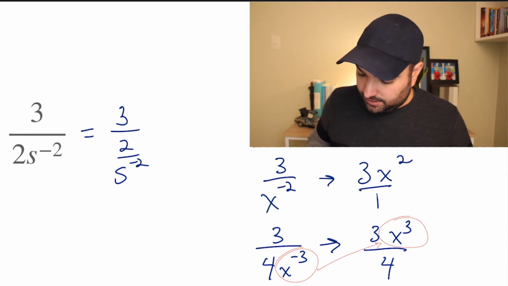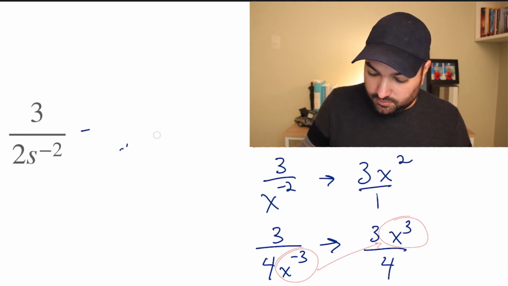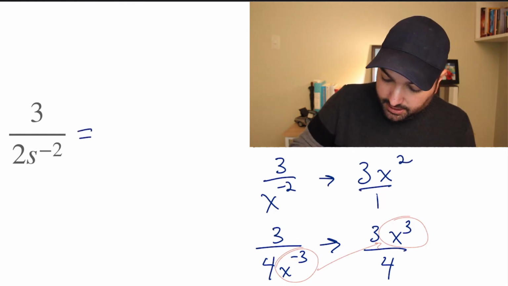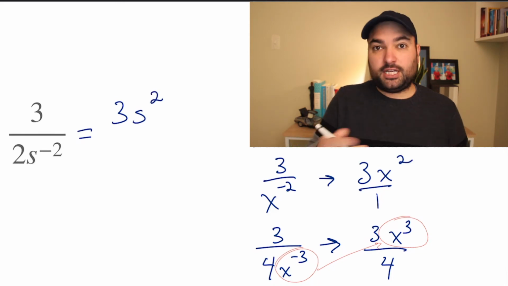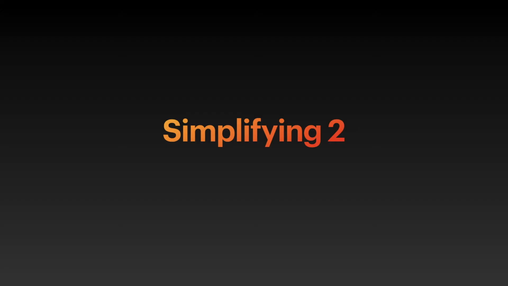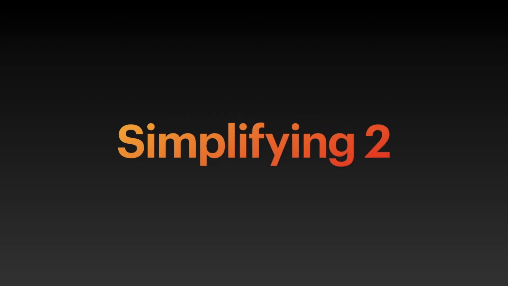So for this one, let's not go through this exercise here. What we can do in this kind of problem is simply take the s to the power of negative 2 and bring it up to the top, and we'll change the sign, so it's s squared over 2. Let's do some simplifying with that now.